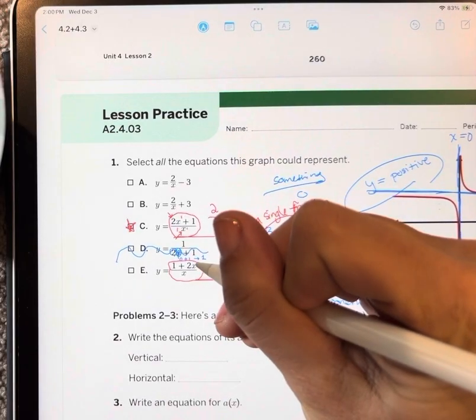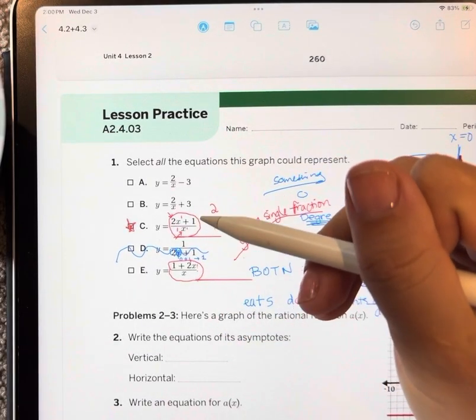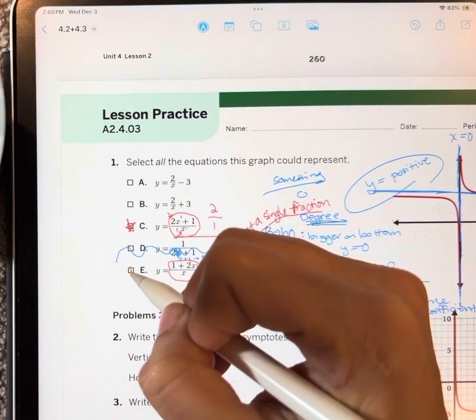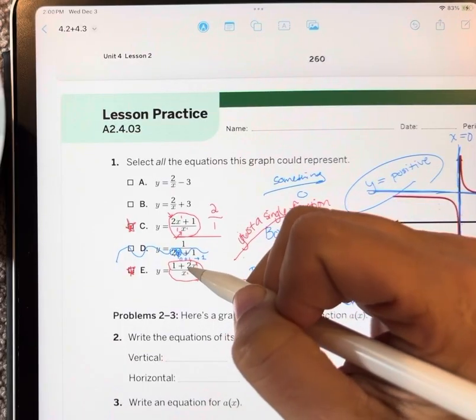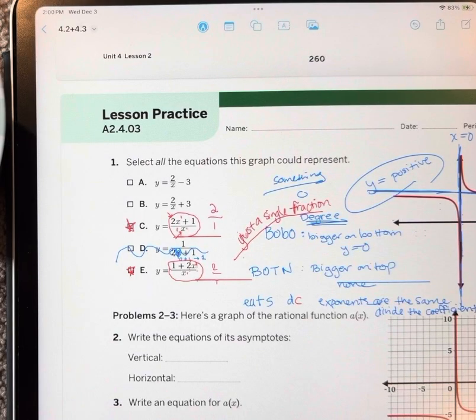And we have the same exact situation here. They just switched the order. Actually, these two are exactly the same function. 2x plus 1 is the same as 1 plus 2x. So this one also, okay? The degree is 1 on top. The degree is 1 on the bottom. The coefficient is 2 on top. The coefficient is 1 on the bottom. It's the same. All right.